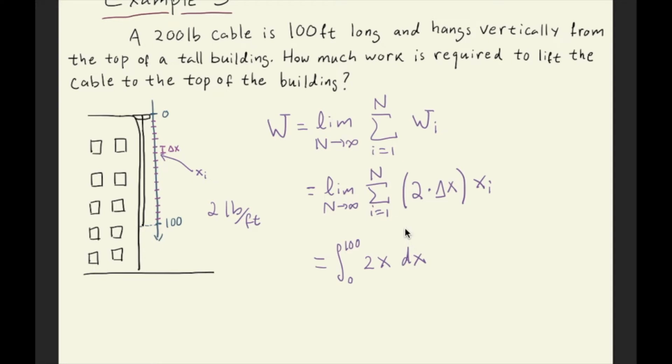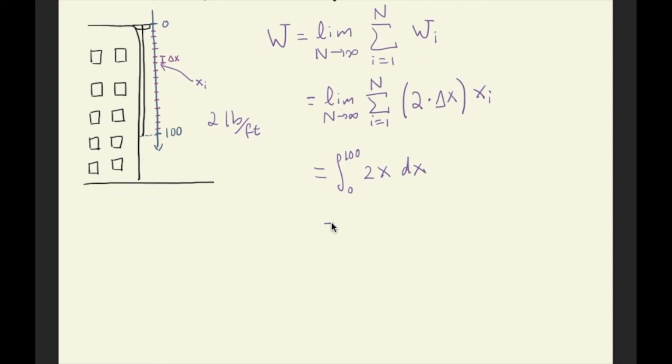And this limit turns to this integral, which is pretty easy to solve now. The antiderivative is, of course, x squared. You plug in x equals 100, x equals 0. That's just 10,000 pounds feet. Right? That's the unit of work.